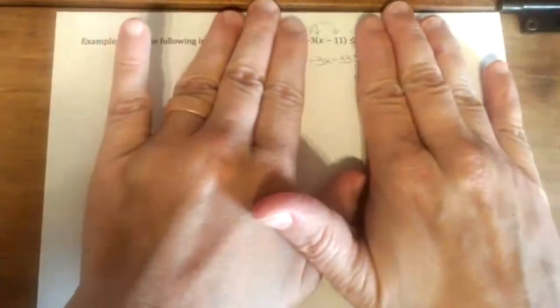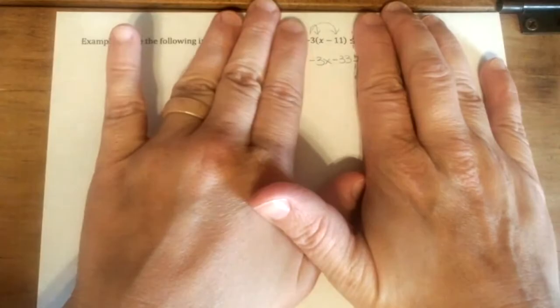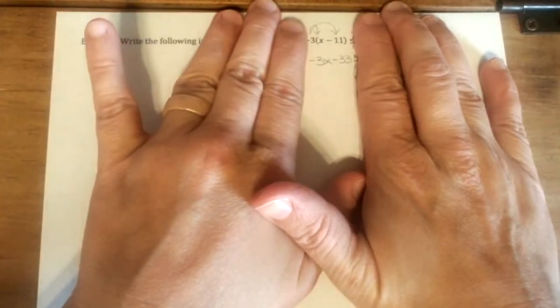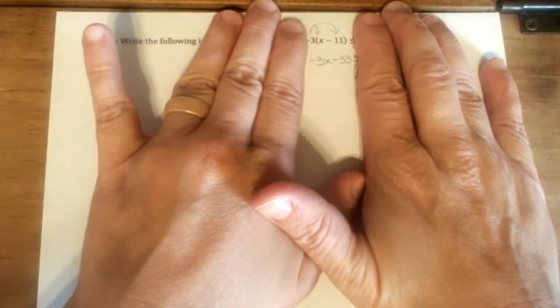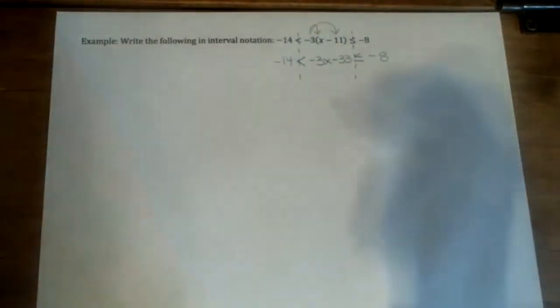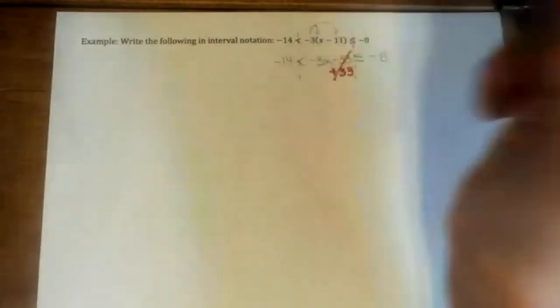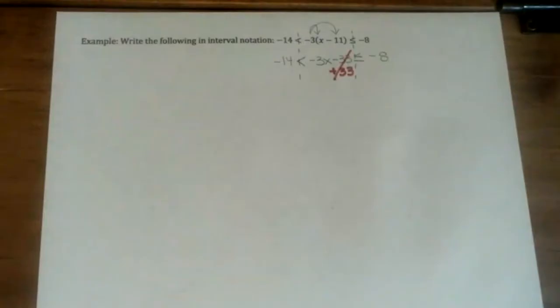Great. All right, so now if it helps you, just get rid of those two things and just focus on the middle. Negative 3x minus 33. On a normal equation, how would I get x by itself? Let's get rid of our adding and subtracting. Let's get rid of that minus 33. The opposite of minus 33 is to add 33. That way negative 33 plus 33 cancels out.